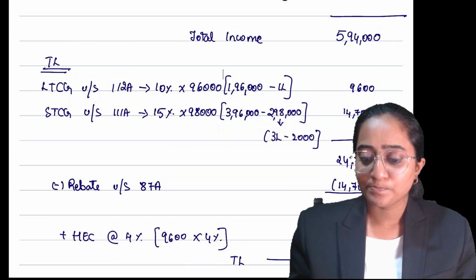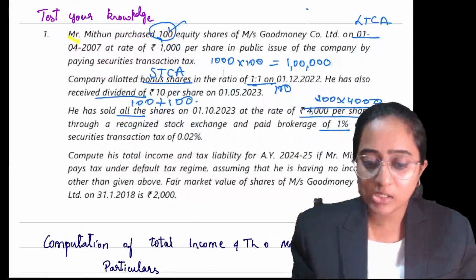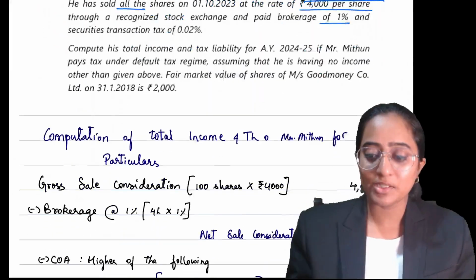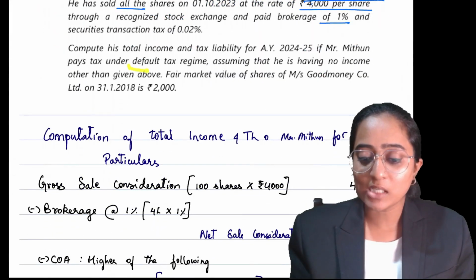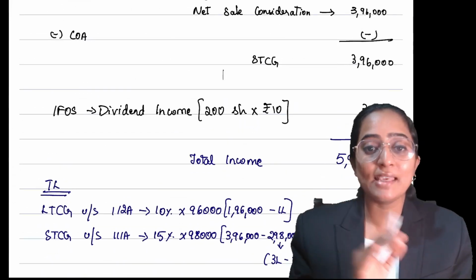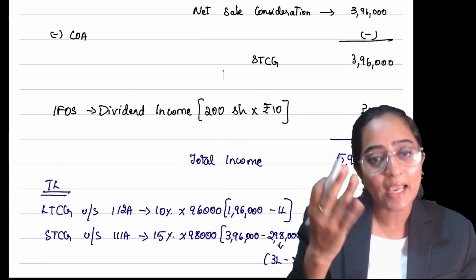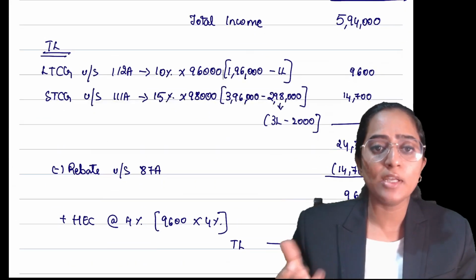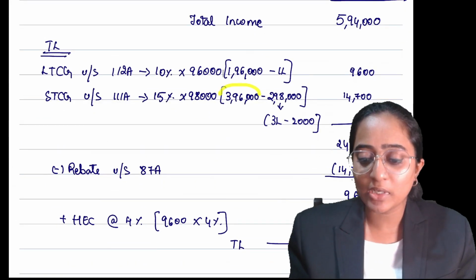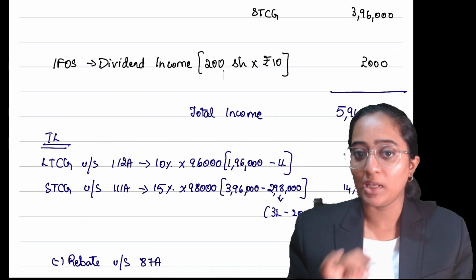Now, can I say, whatever this fellow, Mr. Mithun, is coming under the tax liability, that is coming under the default tax regime. Under default tax regime, you have a basic exemption limit given up to 3 lakh rupees. So 3 lakh rupees you can exhaust, up till 3 lakh you need not pay the tax. So out of 3,96,000, 3 lakh rupees is the exemption available.